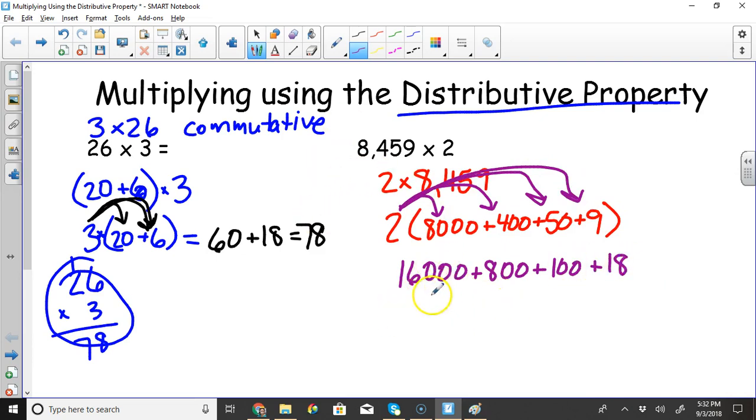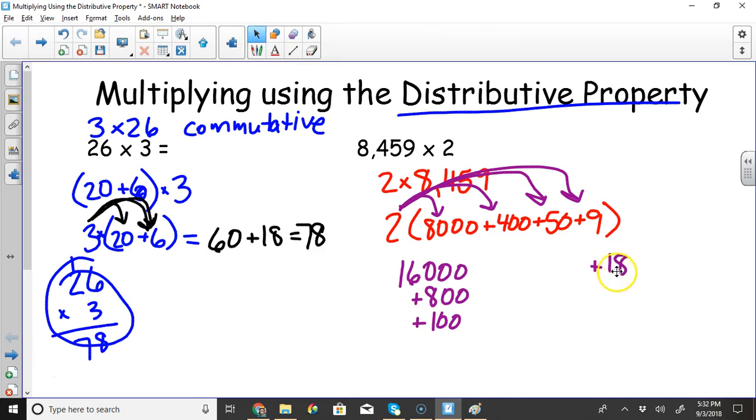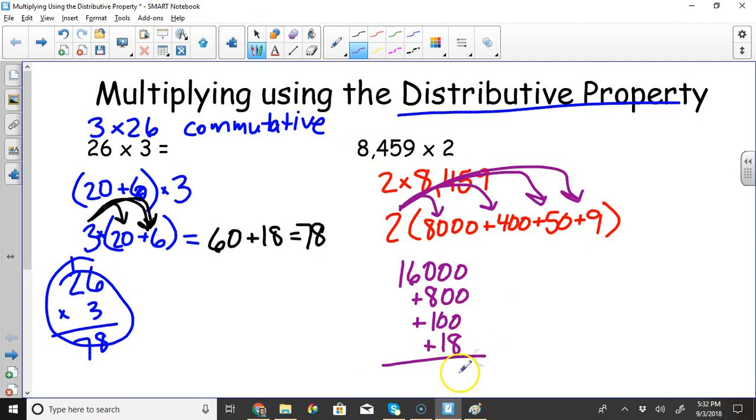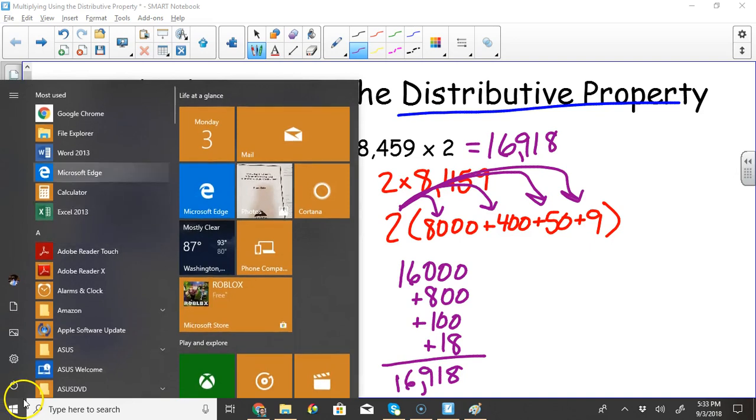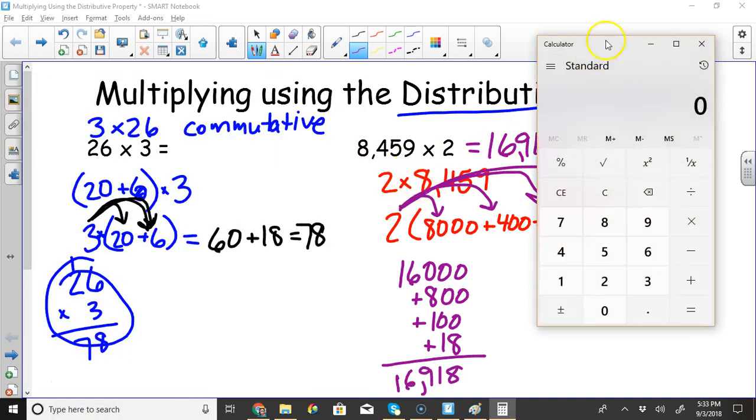So if I were to line all these up, I have my 800, 100, and 18. So when I add it up, I have my 8, this column I have my 1, this column is the 9, 6, and 1. So final answer of 8,459 times 2 is 16,918. And of course I know how much people like to check on the calculator, so let's check our work.